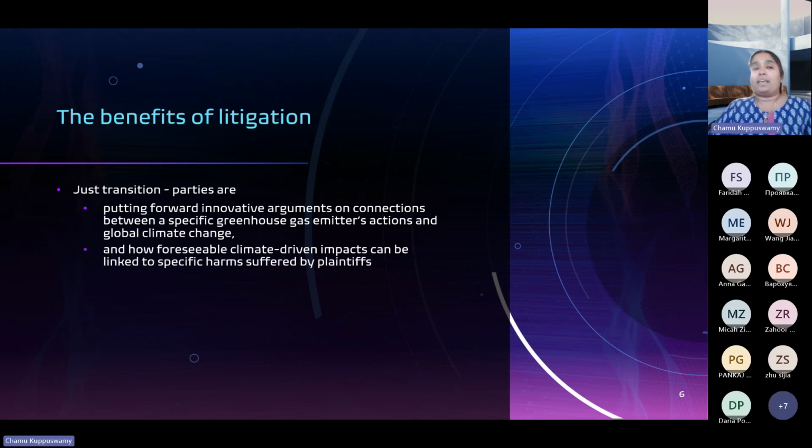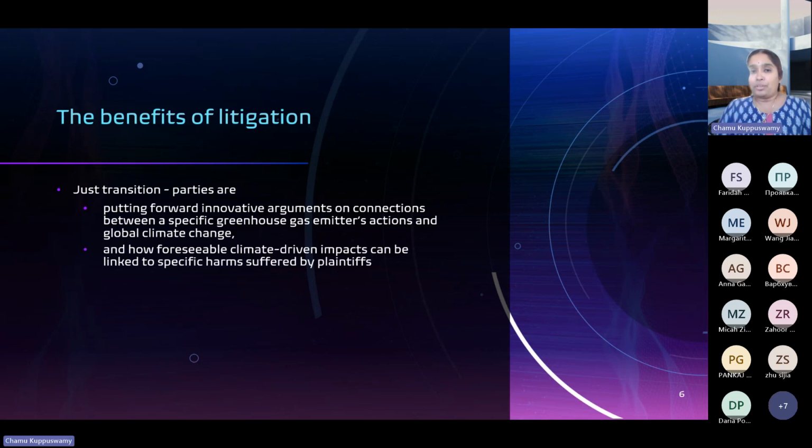Because parties have been able to put forward innovative arguments and connections between a specific greenhouse gas emitter's action and global climate change. When you look at the Paris Agreement, it doesn't point the finger at any specific entity that we can recognize. What it does say, though, is that there are obligations on all of the states that are parties. Whereas through litigation, there have been arguments that can connect one specific greenhouse gas emitter and global climate change. Because as you know, if you are claiming for harm, there needs to be an entity against whom you can claim that harm or claim remediation for that harm. It's not possible for the environment as a whole to come and give you remedy. So you do need to identify someone.